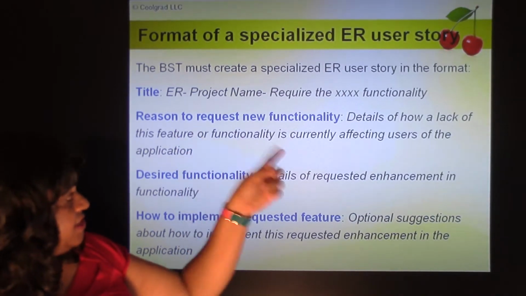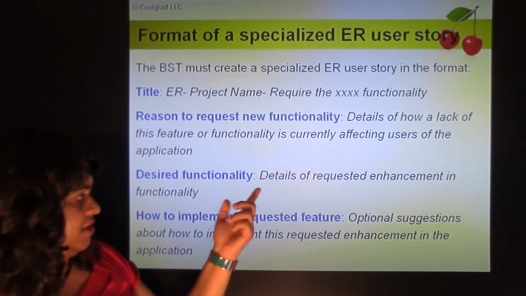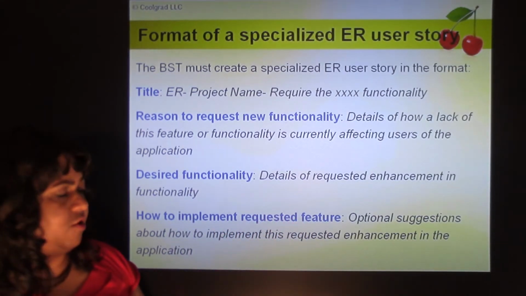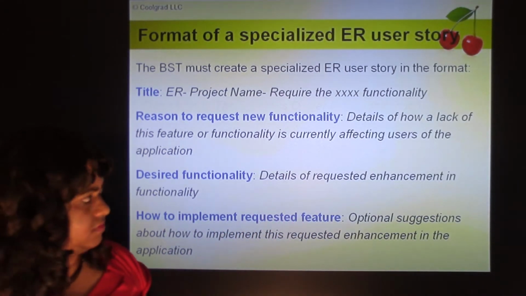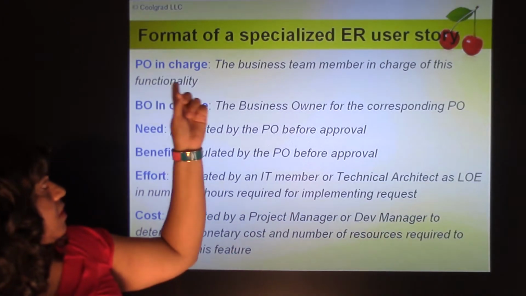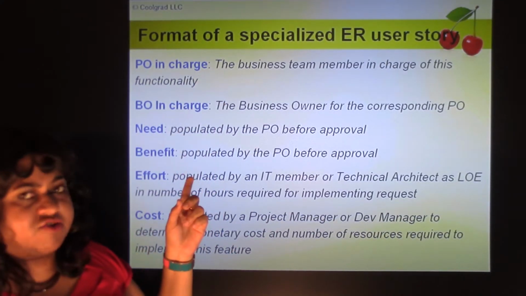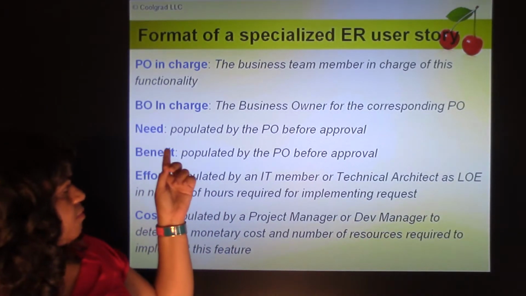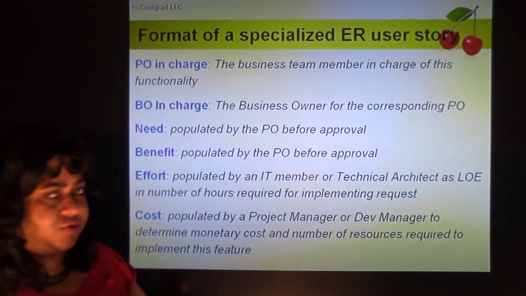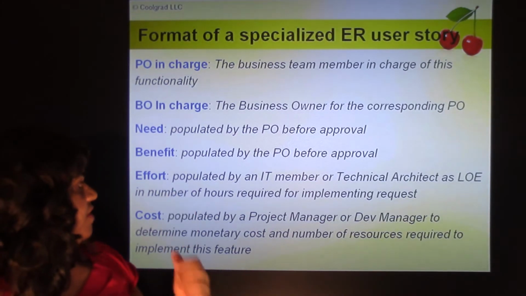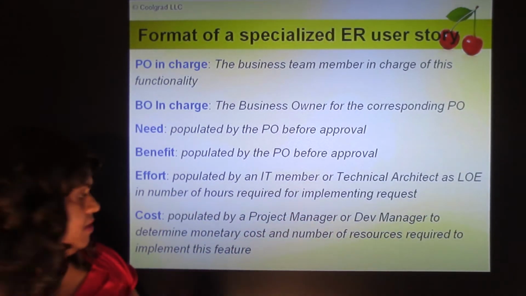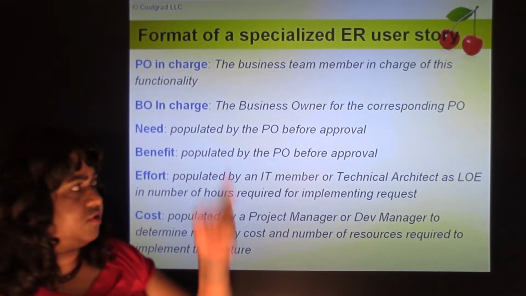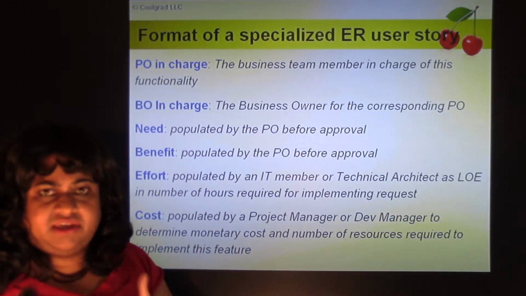So this is the reason to request the new functionality and what is the functionality you're requesting, and then how to implement this requested feature, optional suggestions, and then who is the PO in charge, who is the BO in charge, just so they know they are the ones in charge of the story. Need, populated by the PO before approval. So he has to do the need, the benefit, the effort is done by the IT team, and then the cost, how much time, how much money it takes to implement this. So these are all the fields in the ER user story.